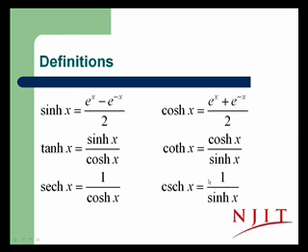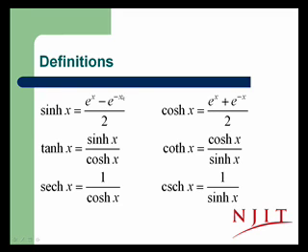So here are some definitions. We define sinh of x, or the hyperbolic sine of x, to be e to the x minus e to the negative x over 2. And that's simply a definition. We'll find out some things about it later. We define cosh x, the hyperbolic cosine of x, to be e to the x plus e to the negative x over 2. So sinh and cosh have a similar look. They only differ by this negative sign.